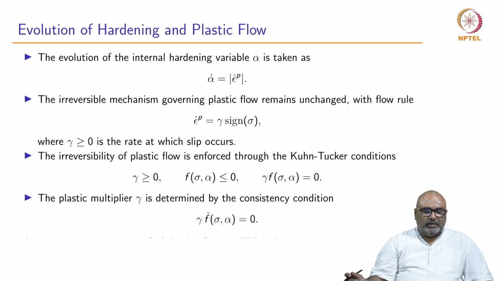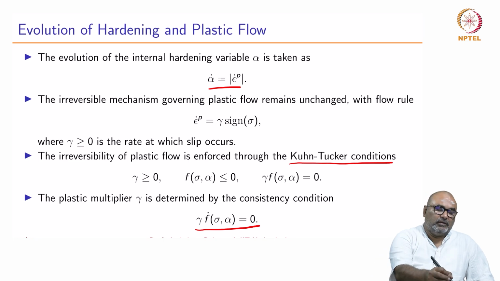So, the evolution of the internal hardening variable α is taken as α dot equal to ε dot p, and ε dot p is equal to γ sign of σ, and γ greater than or equal to 0 is the rate at which the slip is happening. And for irreversibility of plastic flow, we are going to ensure through satisfaction of Kuhn-Tucker conditions, and the plastic multiplier is defined by using the persistency or consistency condition.